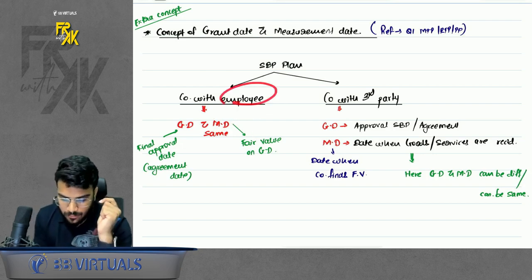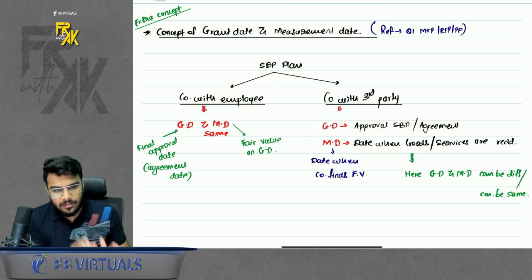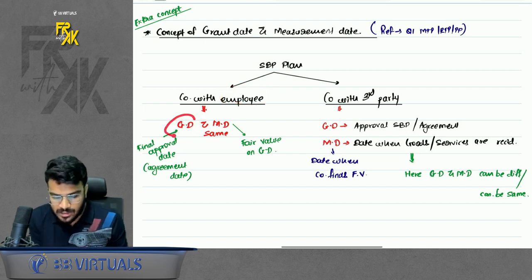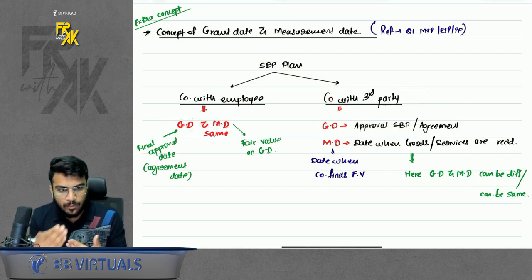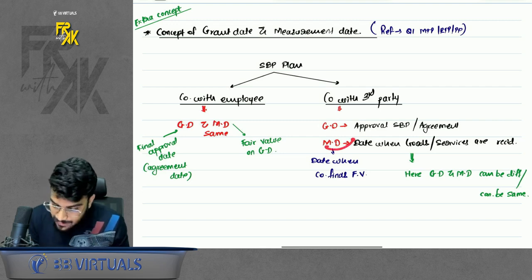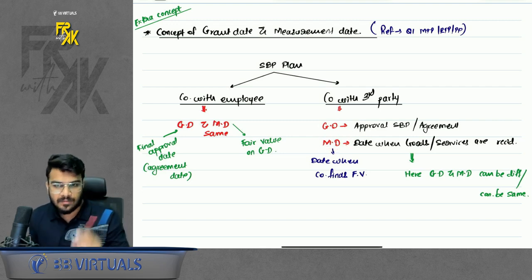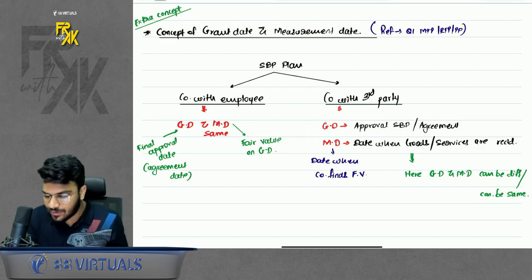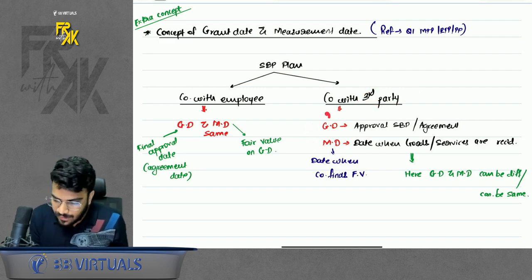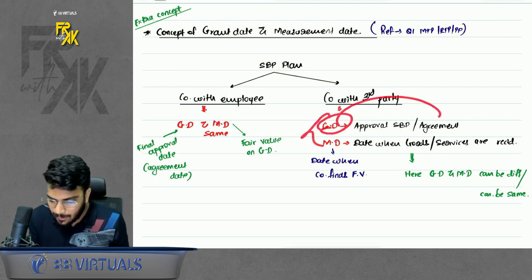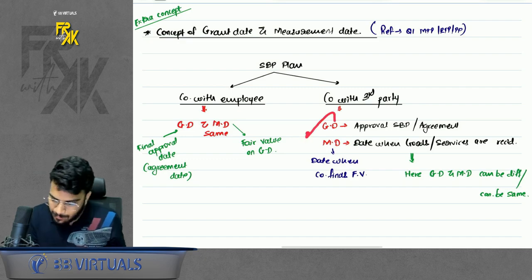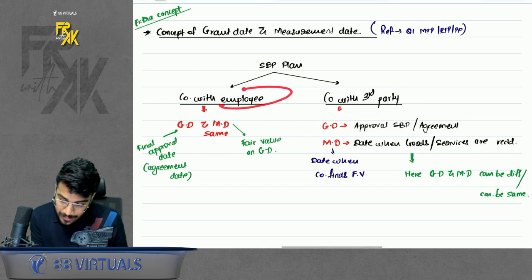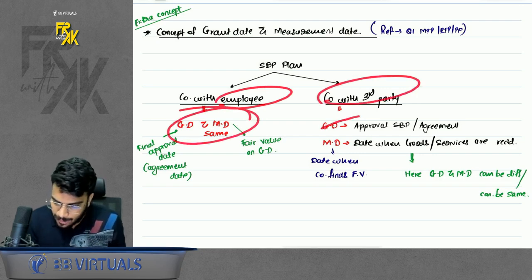So in case of employee, the day it is a grant date, that day only you calculate the fair value. So grant date and measurement date are the same. In case of third party, grant date is the date when we enter into the agreement. But when is the measurement date? When you receive the goods and service. These two dates can be different in case of third party. So if they are different, then grant date will be the agreement date, and measurement date will be the date when you receive the goods and service. But these two can be the same also. But in employee, they are definitely the same. In third party, they can be the same, they can be different.